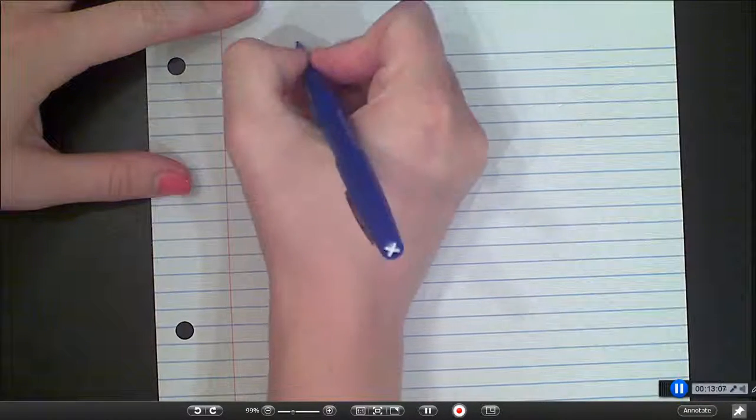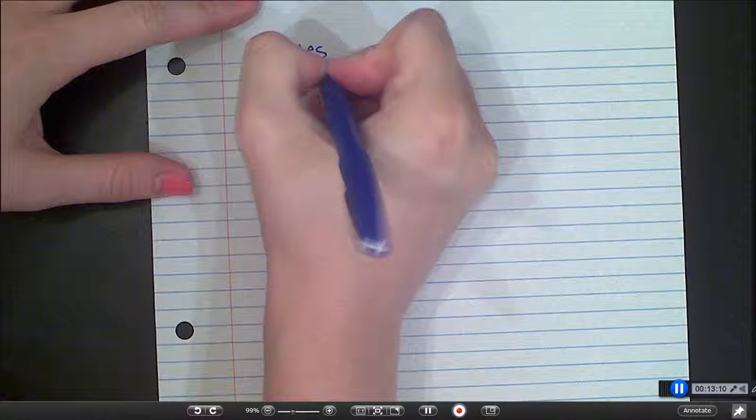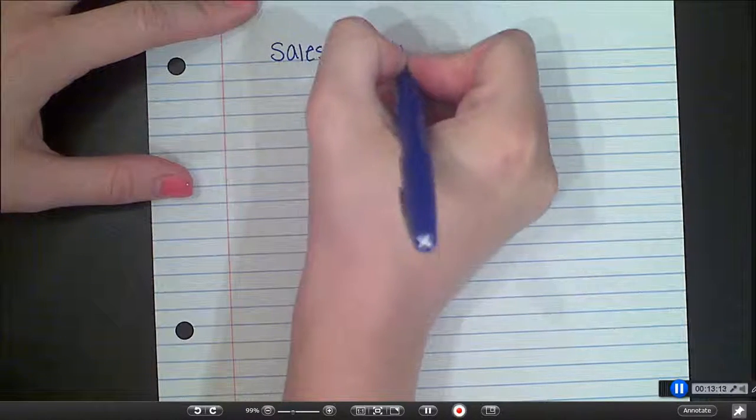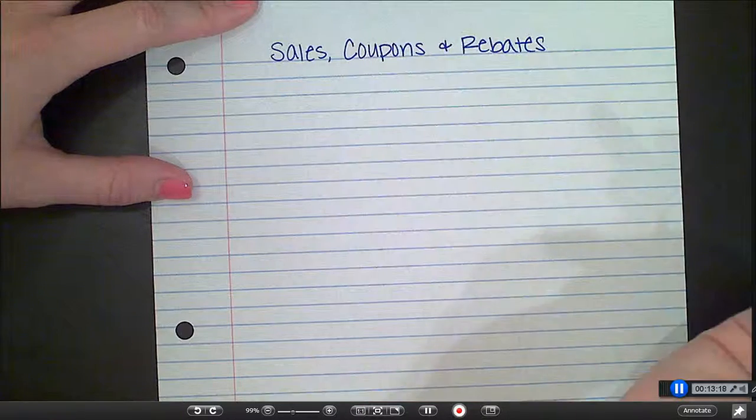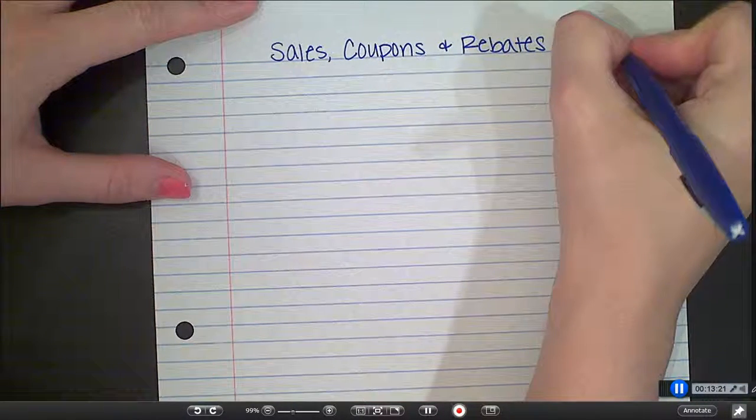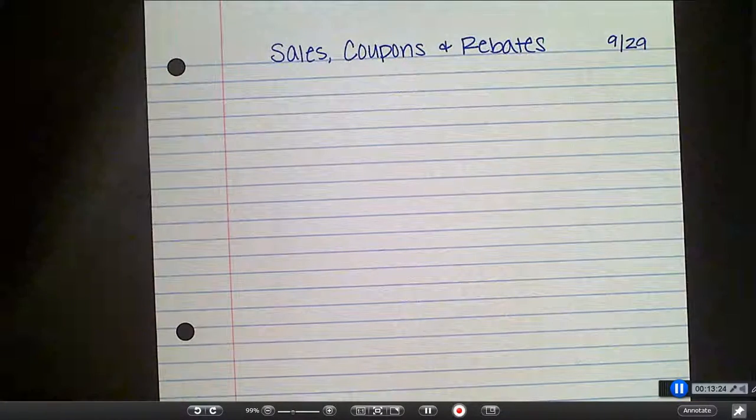Get this all situated. Okay, so with me, put your title. This is Sales, Coupons, and Rebates. And our date is 9/29, September 29th. And then if you'll flip to page 1 where your table of contents is, and whatever page this is on, you're going to put sales, coupons, and rebates on your table of contents so that it matches the page in your journal.